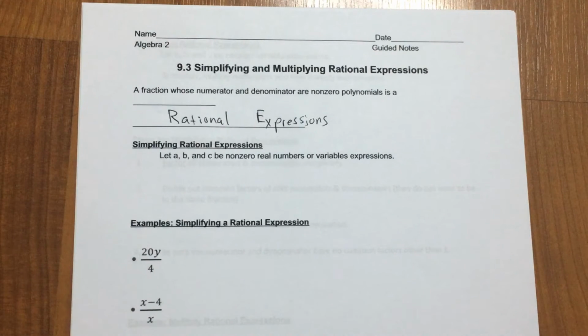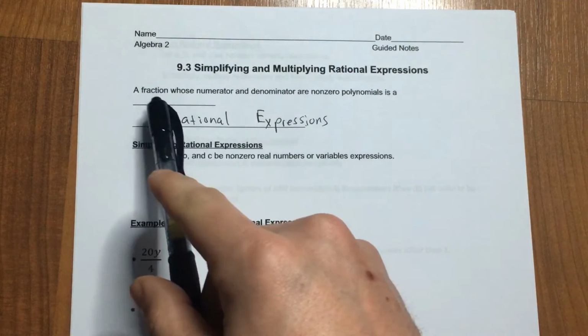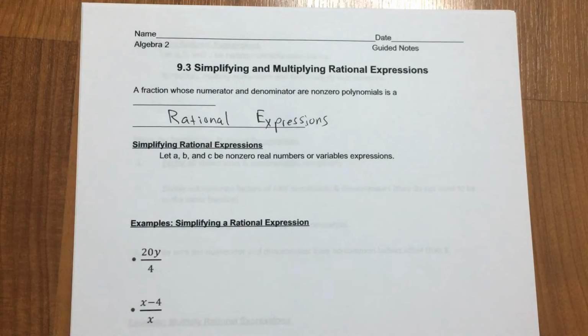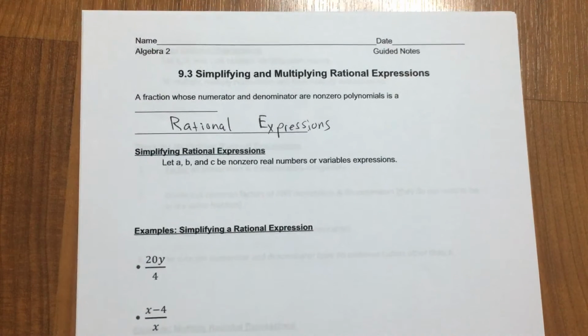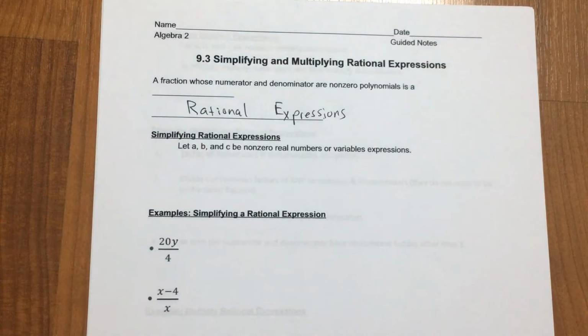Okay guys, today we're going to be talking about rational expressions, specifically multiplying rational expressions. So what a rational expression is, that's a fraction whose numerator and denominator are non-zero polynomials. That is a rational expression. Alright, now over here I say let a, b, and c be non-zero real numbers or variable expressions.